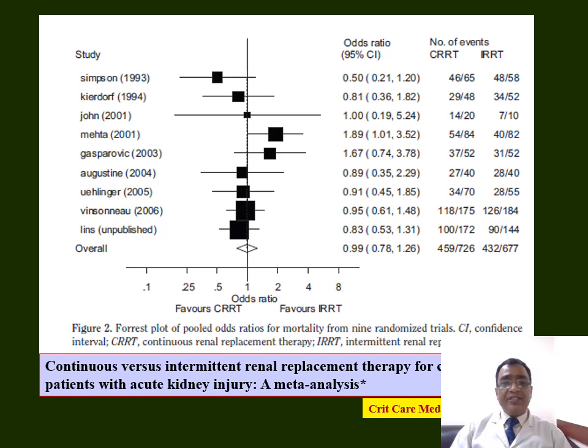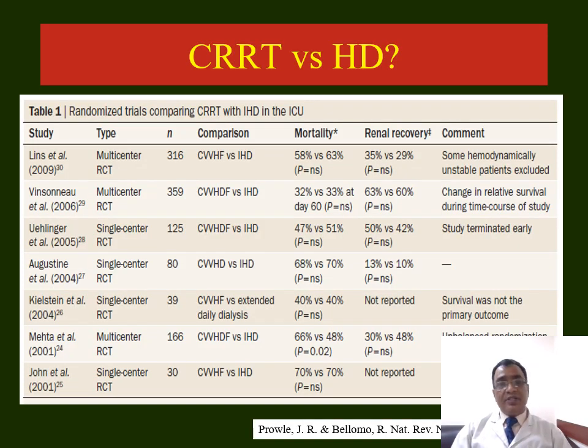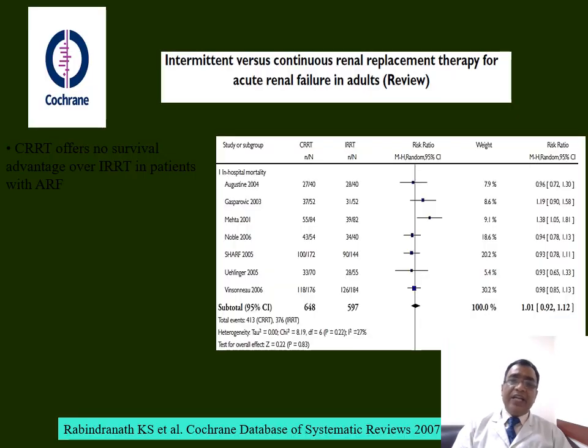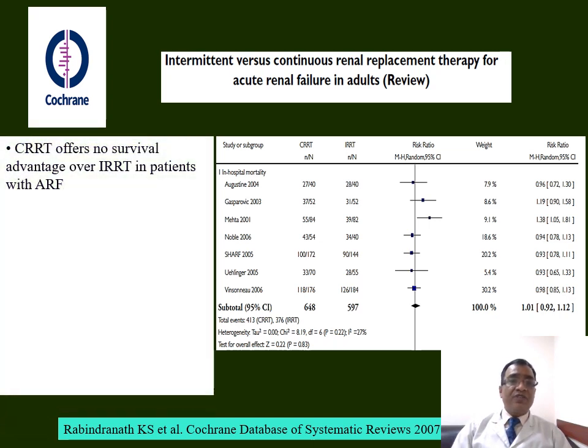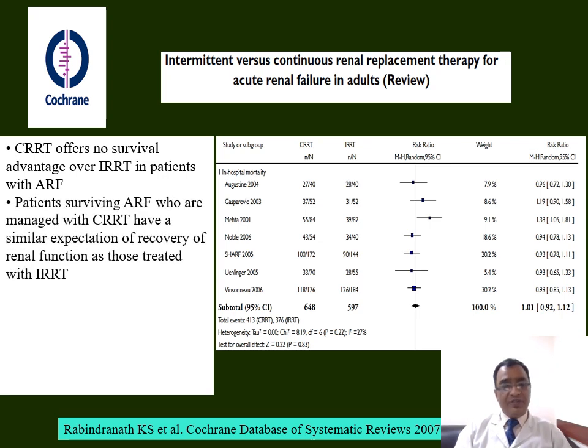The subsequent meta-analysis shows that there is no great advantage of CRRT over the intermittent. So a number of studies have been done, and finally in this Cochrane analysis, they concluded CRRT offers no survival advantage over intermittent RRT in patients with acute renal failure. Patients surviving acute renal failure who are managed with CRRT have a similar expectation of recovery of renal function as those treated with intermittent RRT.